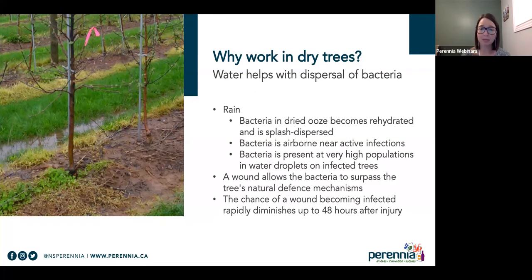The chance of a wound becoming infected diminishes 48 hours after injury. So if you are going to be working in trees causing wounding, then if you can allow 2 days for that to dry off and heal, that can reduce your chances of infection.